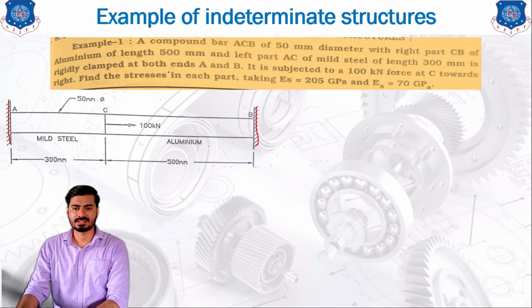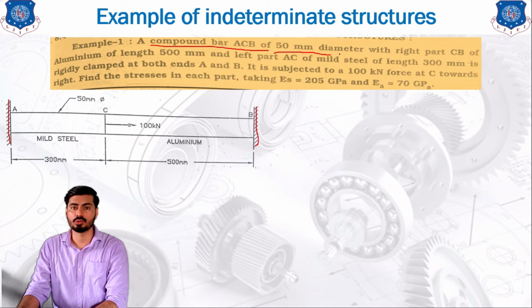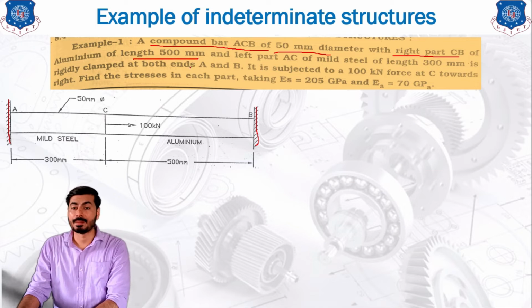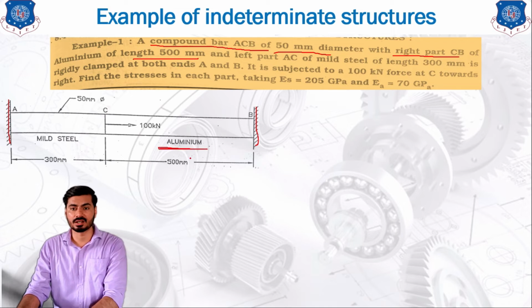First of all, let's read out the given data which is provided in this particular example. A compound bar ACB of 50 mm diameter. So the diameter of the entire bar is 50 mm. There is no change in the diameter throughout the length. With the right part CB of aluminium of length 500 mm. So the right part is made up of aluminium, which is mentioned over here in the figure also, and its length is 500 mm. The left part is mild steel with a length of 300 mm.